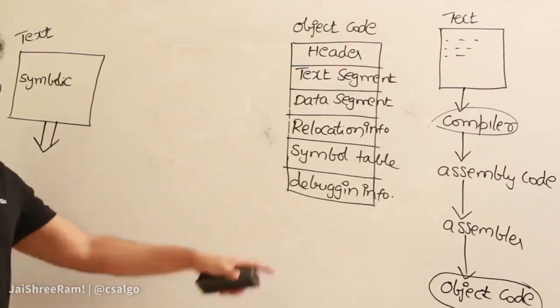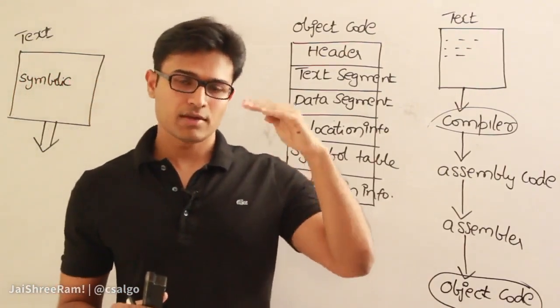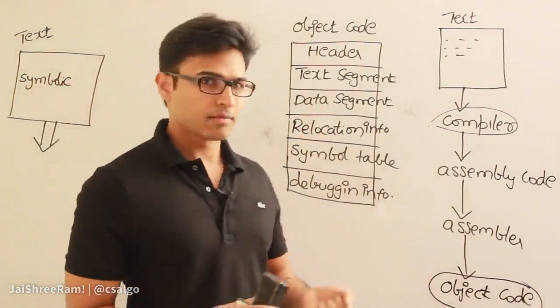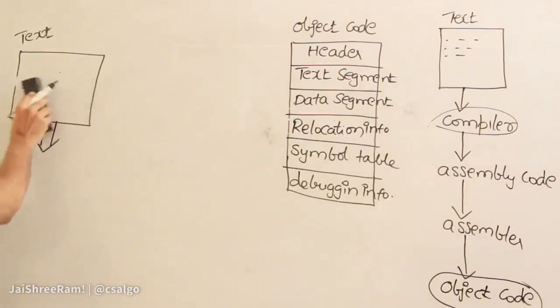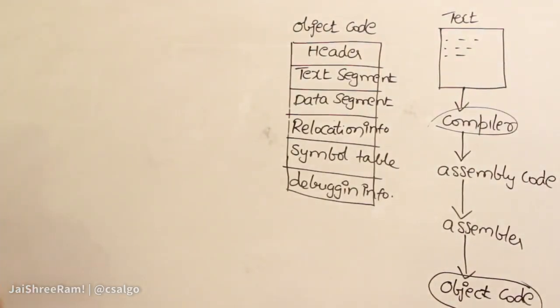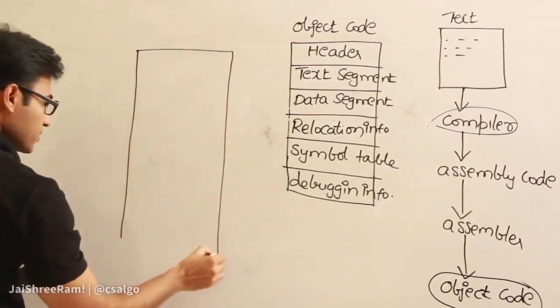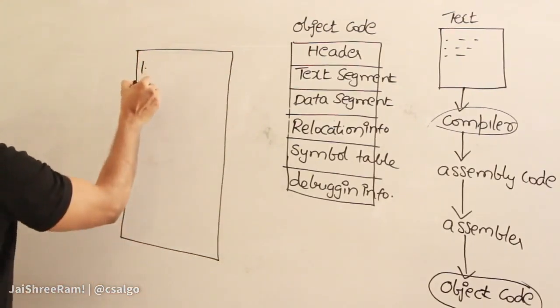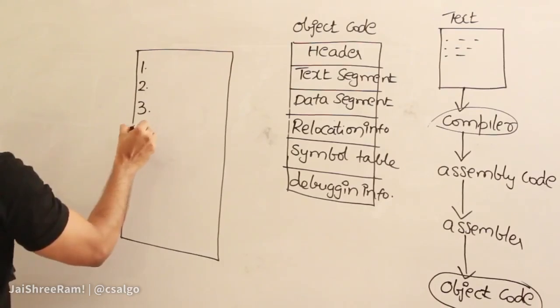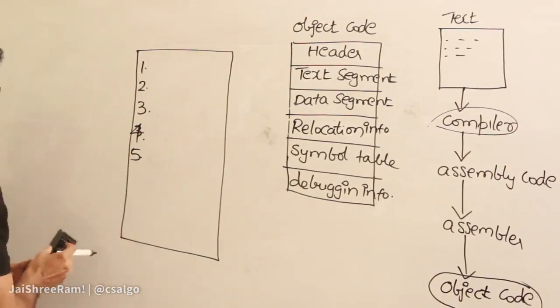So what the compiler or the assembler will assume is that the program is going to start with line number 0, and they are going to number all the instructions with those line numbers. For example, let us say this is a program in which you have instruction 1, instruction 2, instruction 3, instruction 4, instruction 5. Then the user will use some symbolic constants.